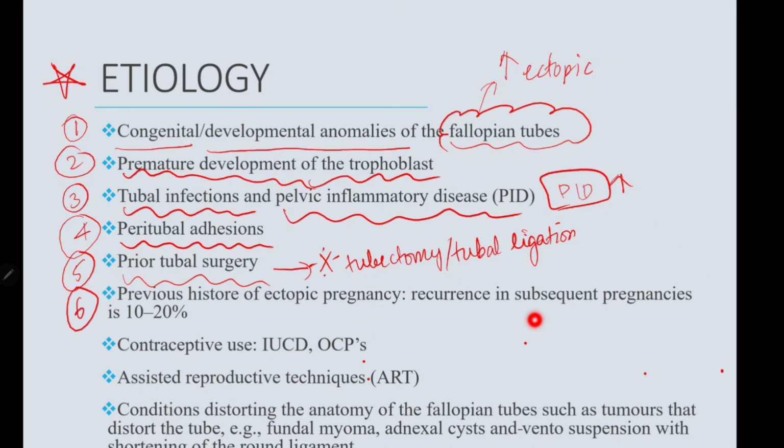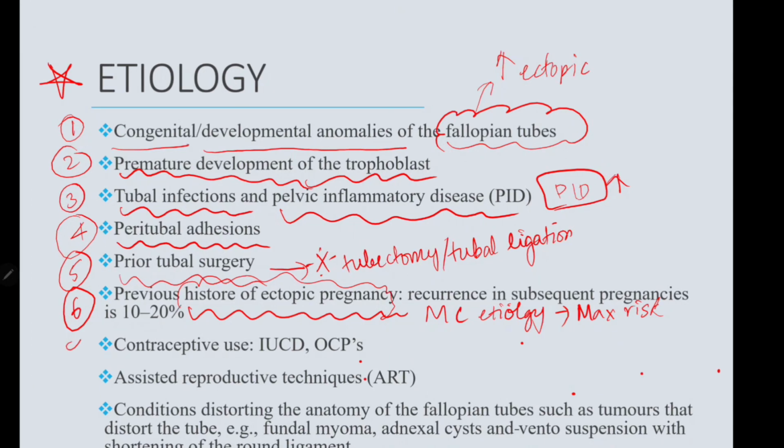The next is a previous history of ectopic pregnancy. So which is the most common etiology, or which has maximum risk? This is asked in your MCQ. Which is the commonest etiology that has maximum risk for developing ectopic pregnancy? The answer will be previous history of ectopic pregnancy. So any previous history of ectopic pregnancy is going to have a maximum risk for producing it again, right? So the next one is contraceptive use.